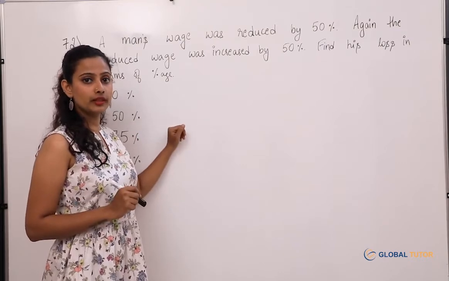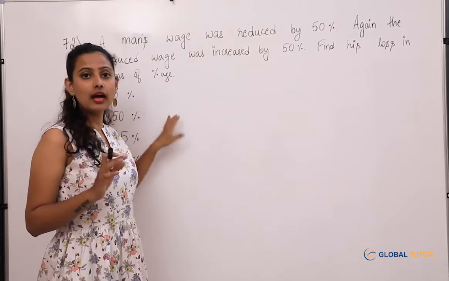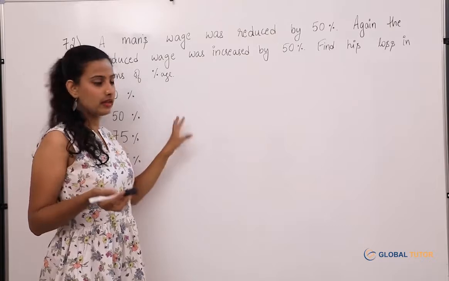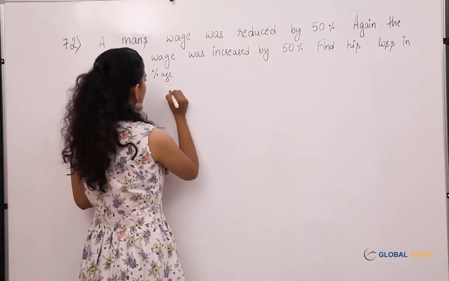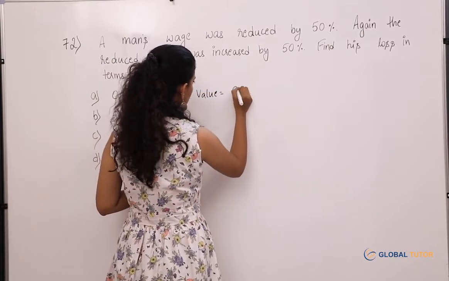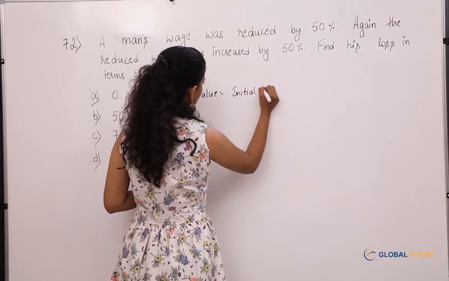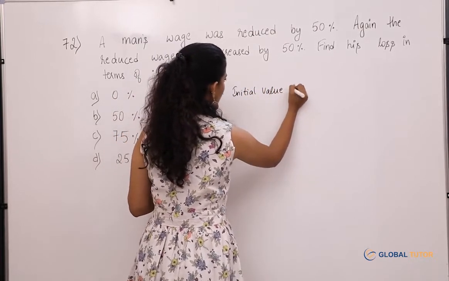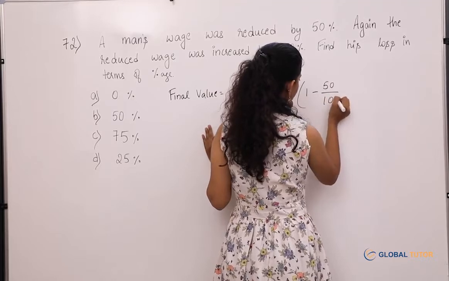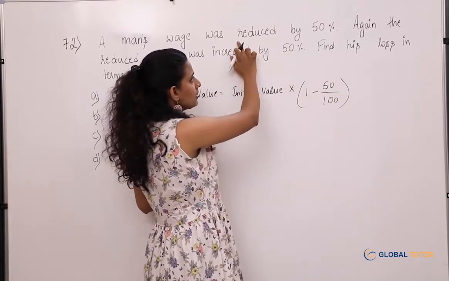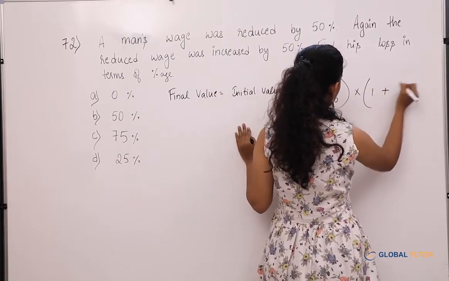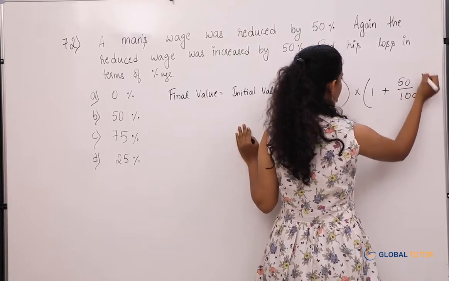Here you have to observe one more thing. Wherever there is reduction, the R value will be negative. Wherever there is increase, the R value will be positive. So let us write that formula. Final value is equal to initial value into 1 minus 50 by 100. I have taken minus 50 here because the first change was a reduction, into 1 plus 50 by 100.